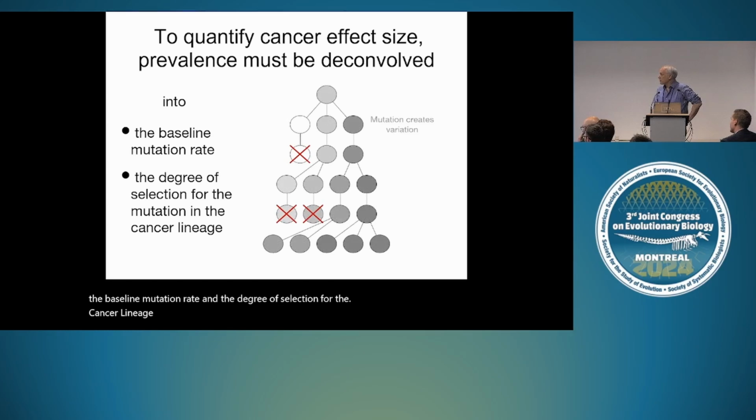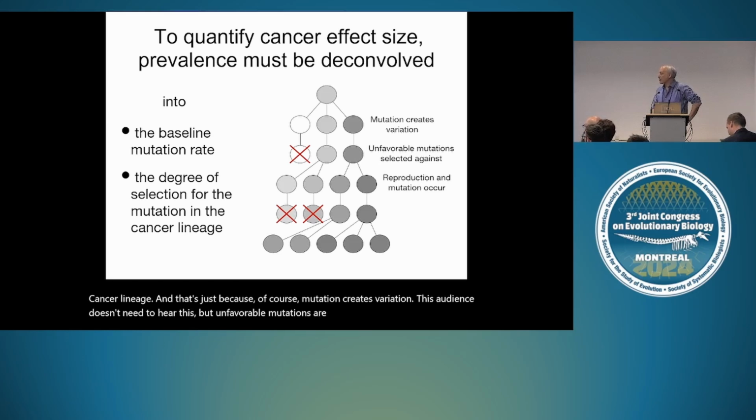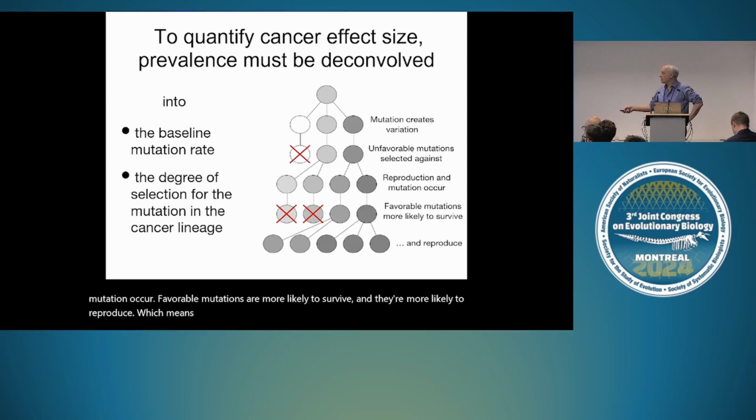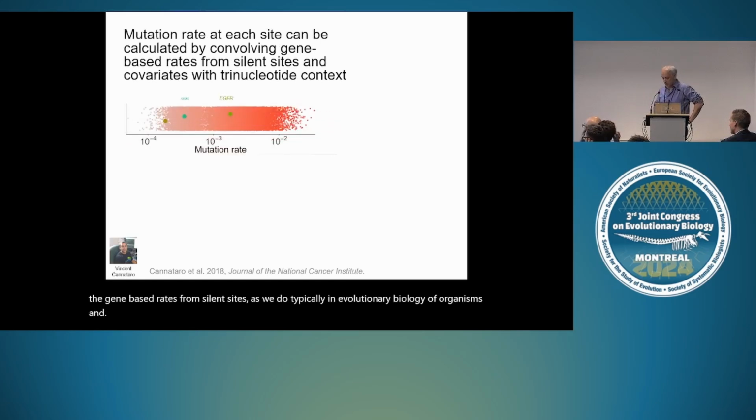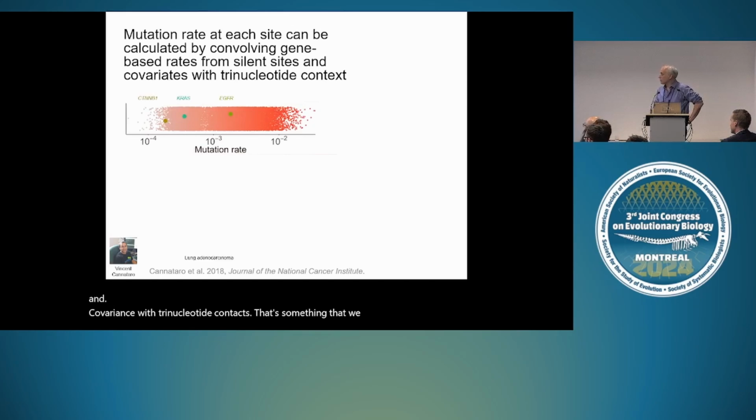And that's just because, of course, mutation creates variation. This audience doesn't need to hear this, but unfavorable mutations are selected against. Reproduction and mutation occur. Favorable mutations are more likely to survive, and they're more likely to reproduce, which means both mutation and selection are both affecting the frequency with which you see mutations in tumors. So this mutation rate at each site can be calculated by convolving the gene-based rates from silent sites, as we do typically in evolutionary biology of organisms, and covariates with trinucleotide context. That's something that we don't so much do with organisms.